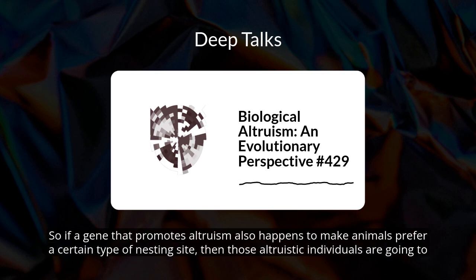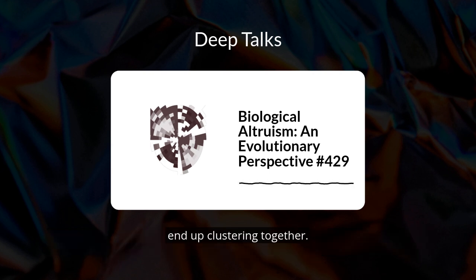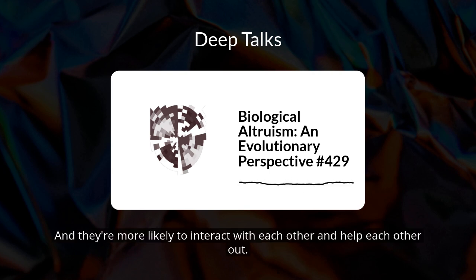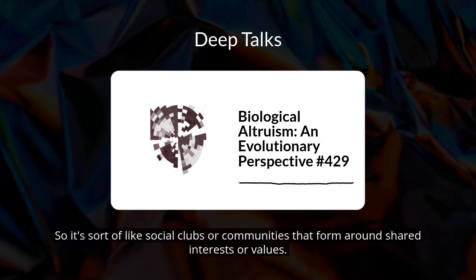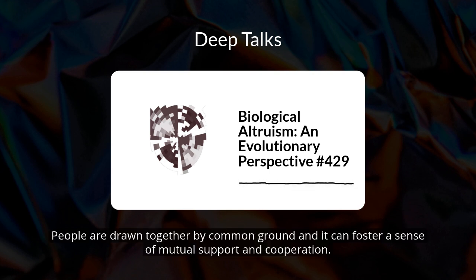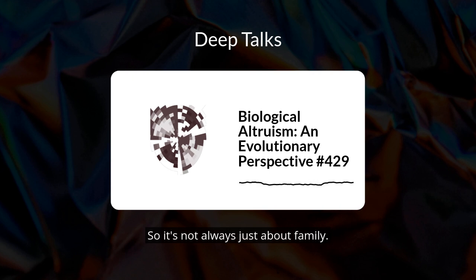So if a gene that promotes altruism also happens to make animals prefer a certain type of nesting site, then those altruistic individuals are going to end up clustering together. They're more likely to interact with each other and help each other out, even if they're not related. It's sort of like social clubs or communities that form around shared interests or values. People are drawn together by common ground, and it can foster a sense of mutual support and cooperation. So it's not always just about family. It could be about other factors.